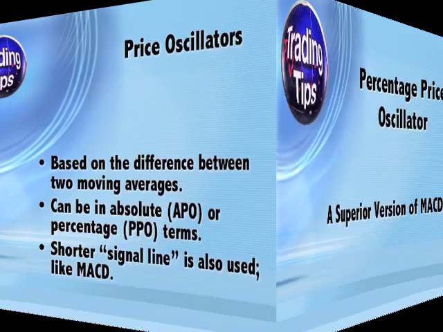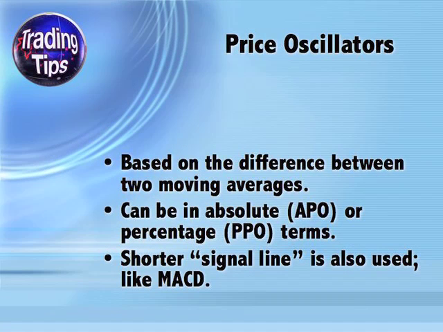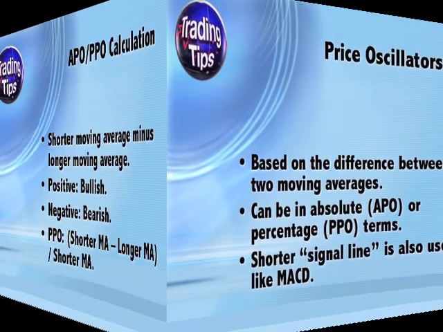Let's begin. Price oscillators are statistical indicators that measure the difference between two moving averages, normally a short and a long one. The oscillators can be in either absolute or percentage terms. The absolute price oscillator is sometimes abbreviated as APO, and the percentage price oscillator is better known as PPO. In addition, a shorter signal line can also be used on an APO or PPO histogram, just like MACD.